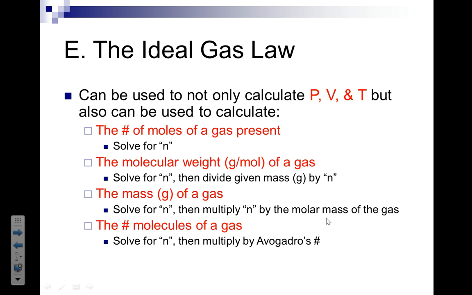Another thing that you might be asked to calculate using the ideal gas law is the number of molecules of the gas present in the sample. So if they ask you for the molecules, remember you need Avogadro's number when you're trying to go to representative particles. So you'll solve for N with PV = nRT, and then of course use a dimensional analysis problem to convert using Avogadro's number, 6 times 10 to the 23rd.